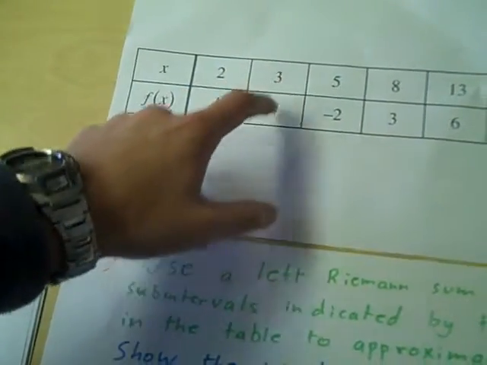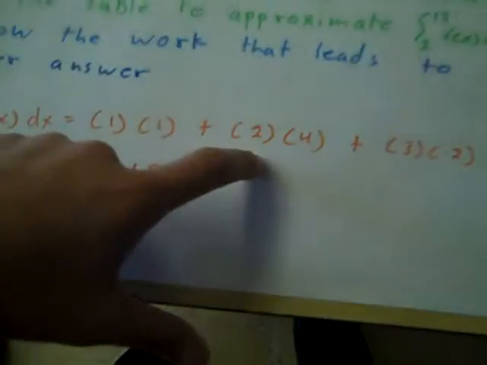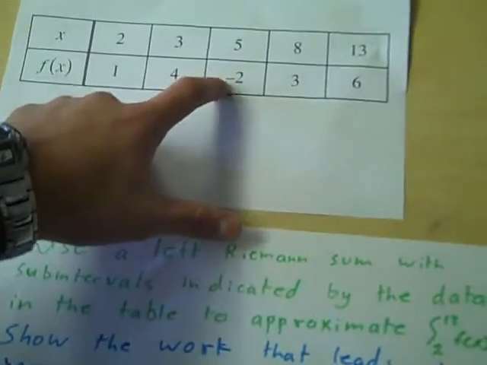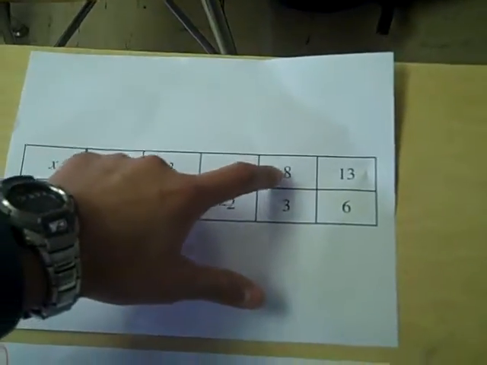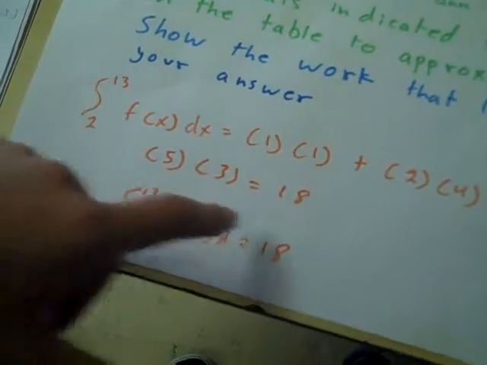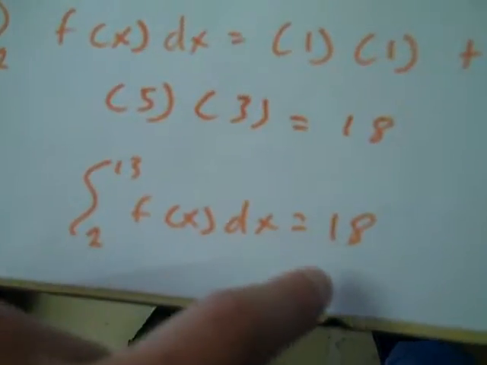The distance between these two would be 2, times 4, indicated right here. The distance between 5 and 8 would be 3, times negative 2, right here. Plus the distance between 8 and 13, which is 5, times f of 8. Multiply these together and add them to each other to equal 18. Final answer, the integral from 2 to 13 of f of x dx equals 18.